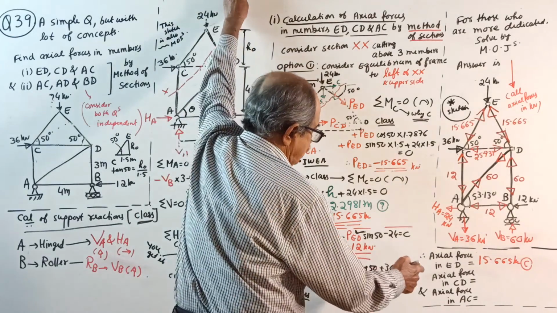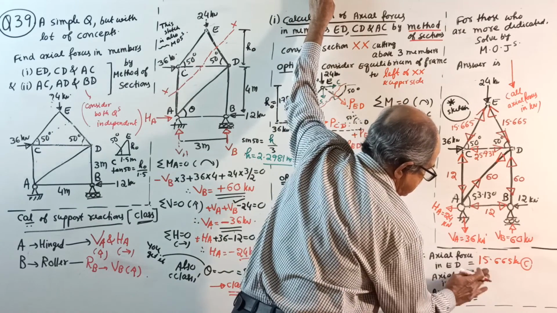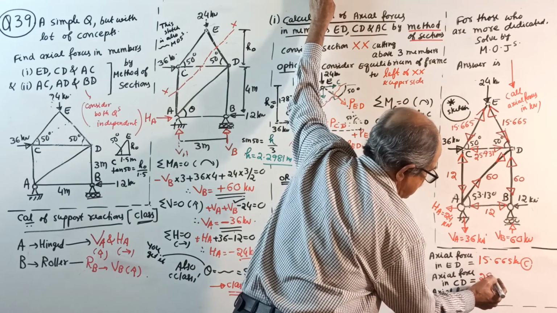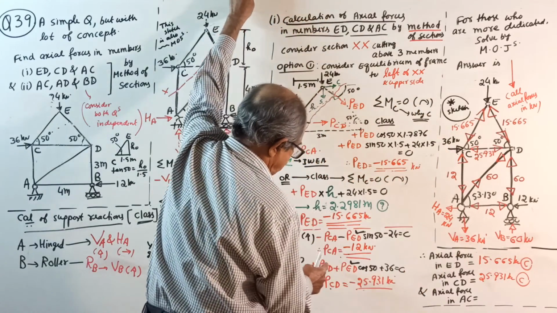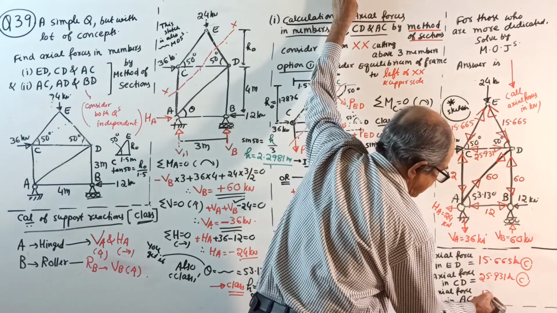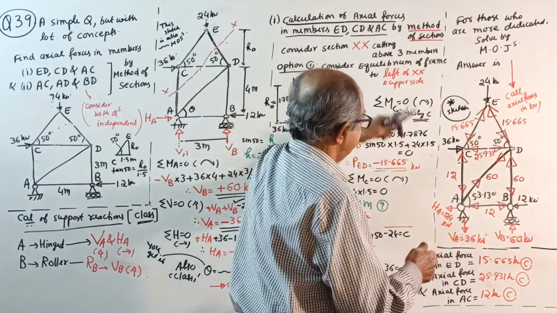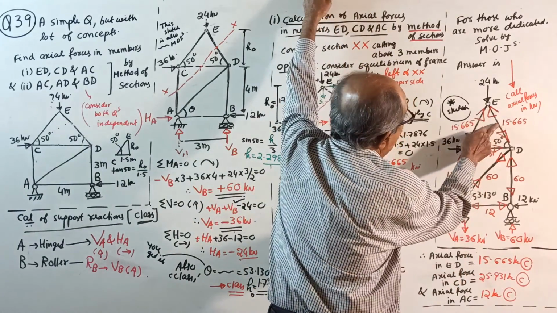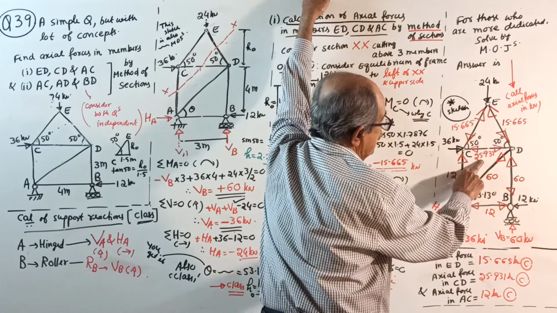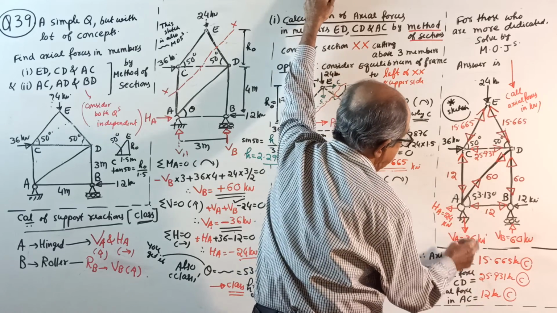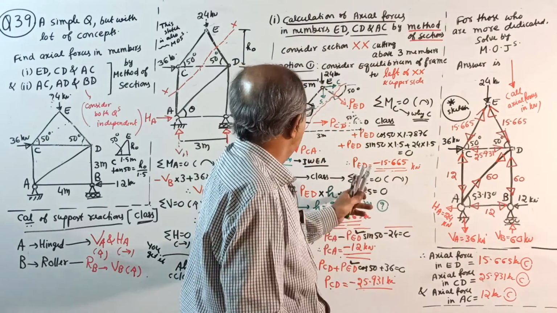Okay. Axial force in CD, 25.931 kilonewton. Negative came, once again compression. Axial force in AC, minus 12, so 12 kilonewton. Once again compression. Now, check the answer. ED, yes, 15.665. CD, yes, 25.931. AC, yes, 12. Perfectly correct. This is over now.